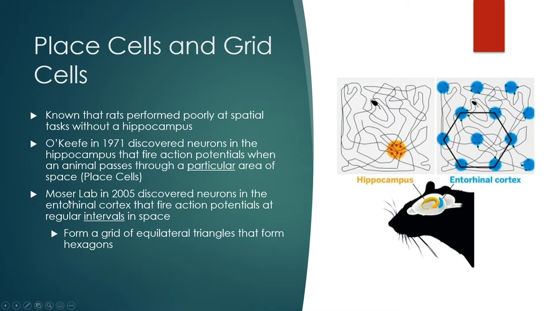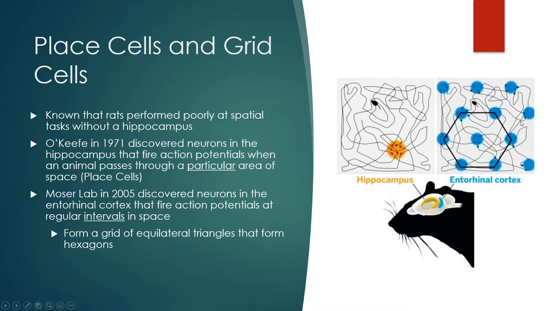Then a group of scientists in the Moser lab in 2005, over 30 years later, discovered grid cells. They were actually recording from the entorhinal cortex, which is the gateway into the hippocampus before you get there. They found cells that, instead of firing for a very particular location in space, would fire at intervals that were regularly spaced apart, really finely spaced. So this one cell created a hexagonal grid all over the environment, with an equilateral triangle separation between all of these dots.